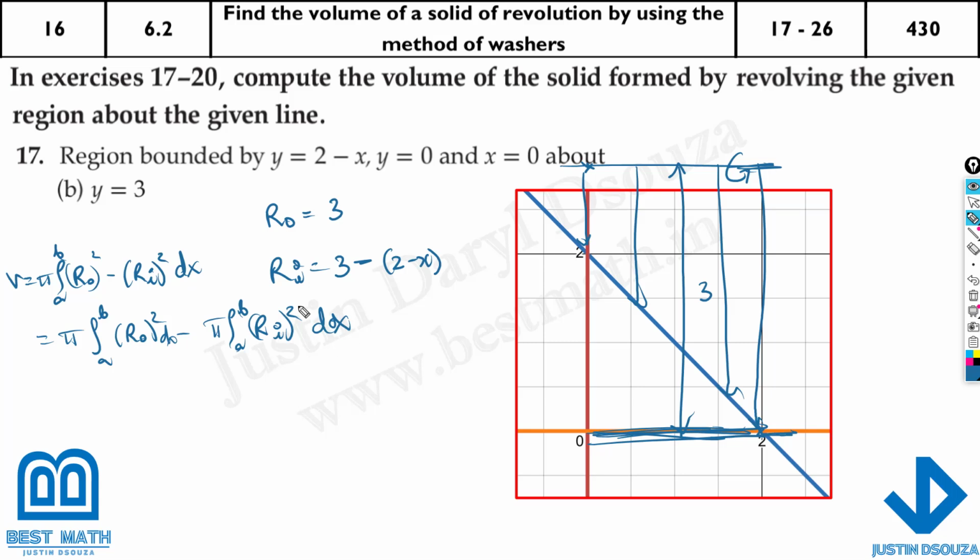Outer radius separately integrated, inner radius separately. But I'm just going to stick to the original formula, which we write both of them together. So now I know the outer radius and the inner radius. You can simplify the inner radius. What is the inner radius simplification?